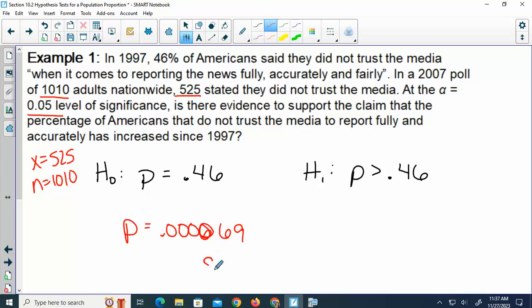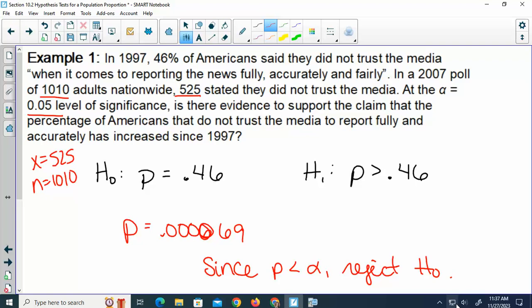So since p is less than alpha, reject the null hypothesis. So same things that we did by hand, same conclusion. It just, we have the option of using the calculator to find it for us.